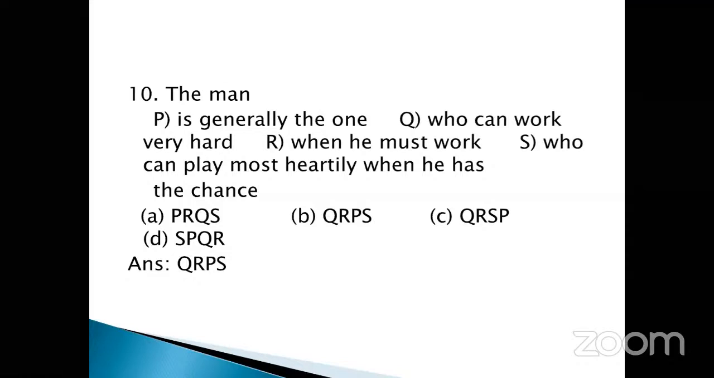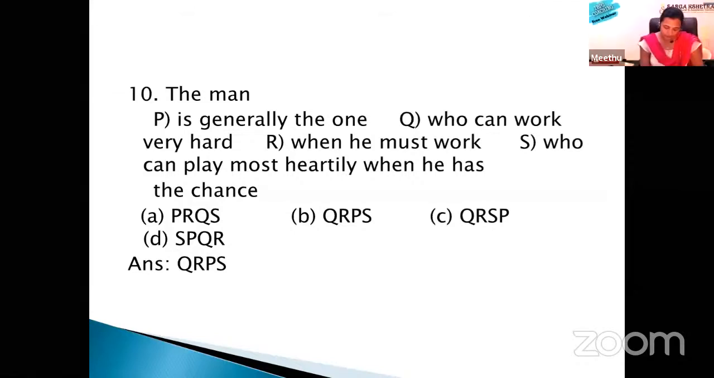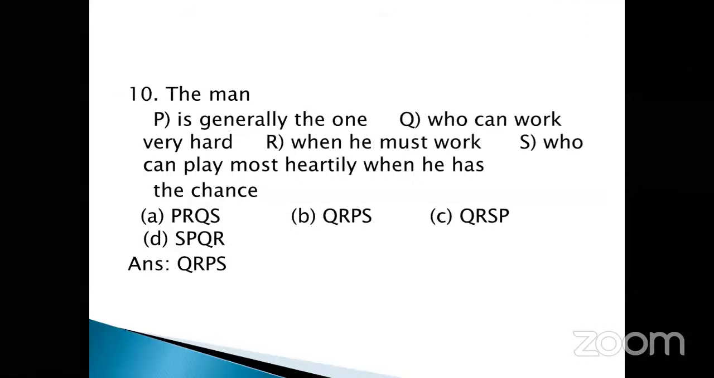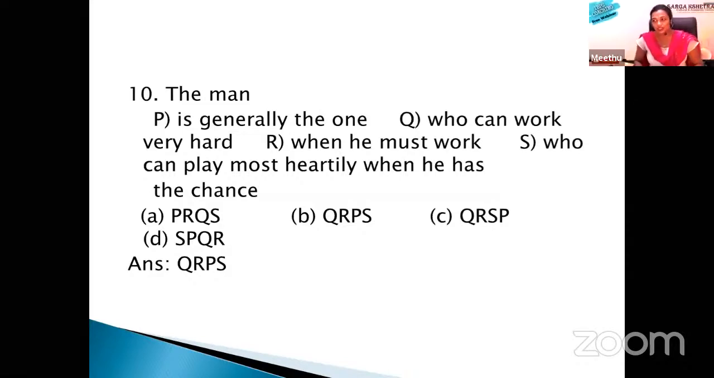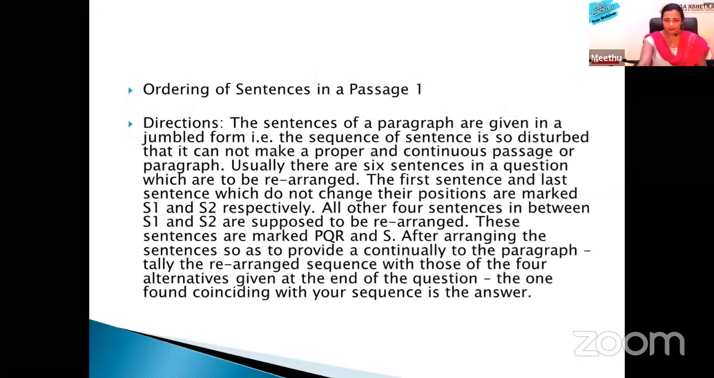The man who can work very hard when he must work is generally the one who can play most hardly when he has the chance. Very good. I hope you understood the question pattern. You will be getting a first sentence. You have to fill the rest of the sentence. You have to put the sentences or the phrases in order. That's it. We have seen ordering of words.